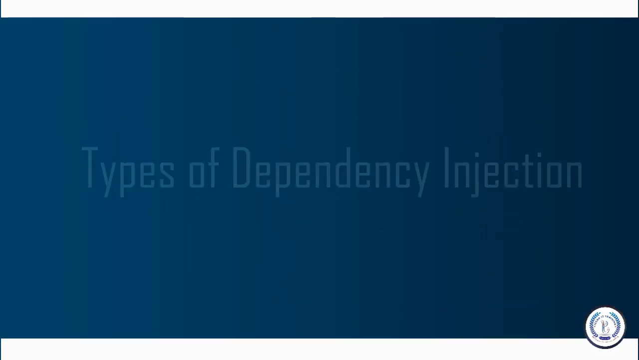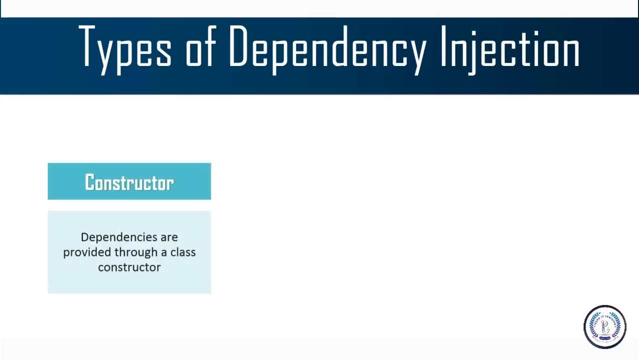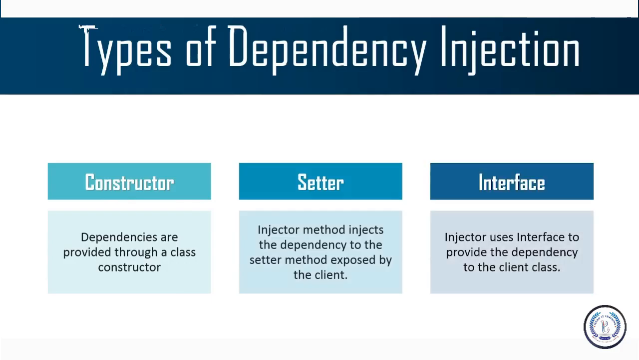Now let's take a look at the types of dependency injection. There are mainly three types of dependency injection, that is the constructor injection, the setter injection or the property injection, and the interface injection. Talking about the constructor injection first, in this type of injection, the injector supplies the dependency through the client class constructor. Coming to the setter injection or the property injection, in this type of injection, the injector method injects the dependency to the setter method exposed by the client. And finally, coming to the interface injection, in this type of injection, the injector uses the interface to provide dependency to the client class, and the clients must implement an interface that will expose a setter method which will accept the dependency. So guys, these were the different types of dependency injection.